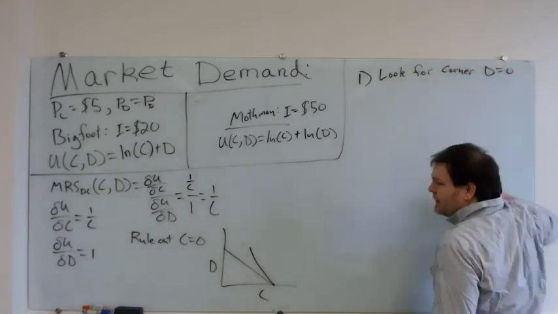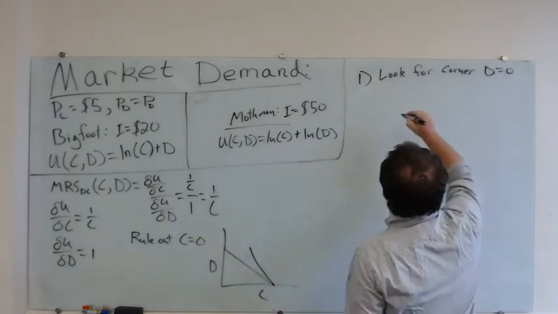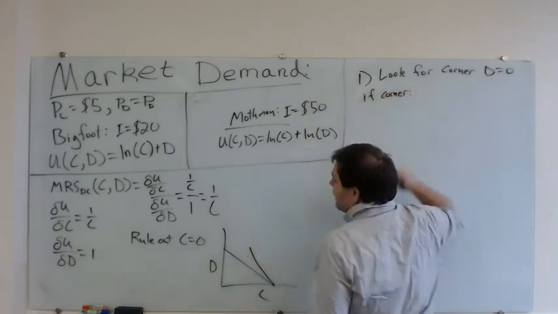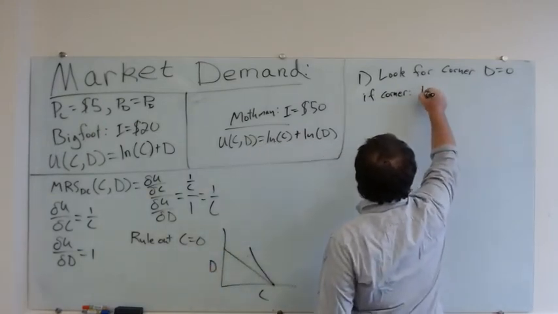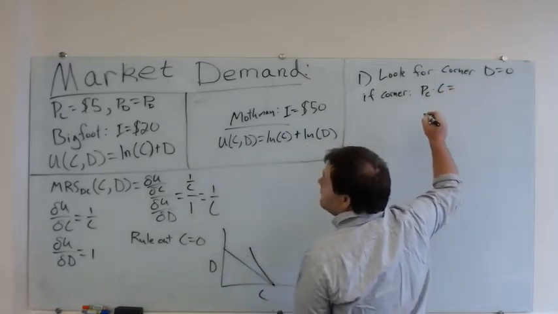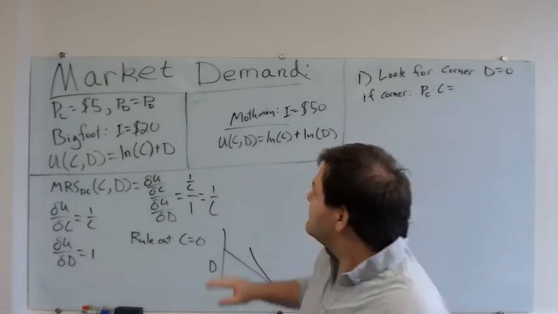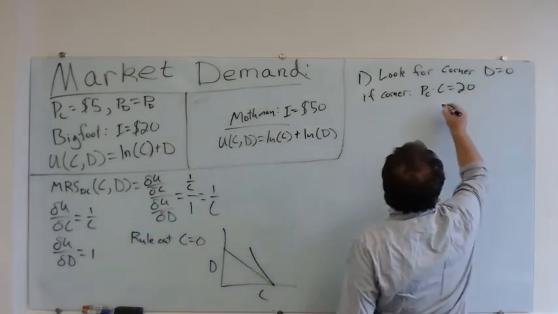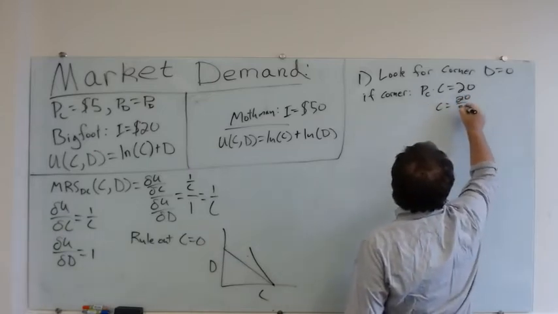Okay, so if we have a corner solution, we're going to spend all of our income on chicken. So we would have the price of chicken times C equals our income, which we said was, what did I say the income was here? 20 bucks. Right, income is 20 bucks. So C is going to equal, and the price of chicken we said was 5 bucks, 20 over 5 equals 4 pieces of chicken.